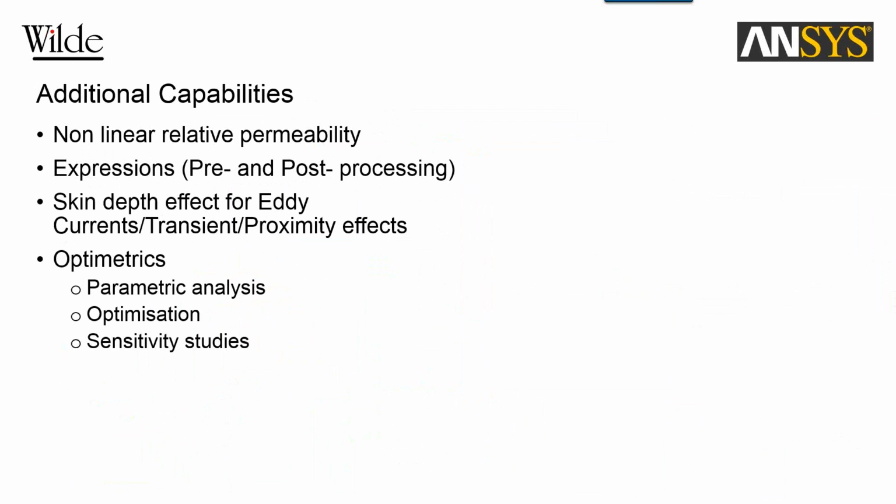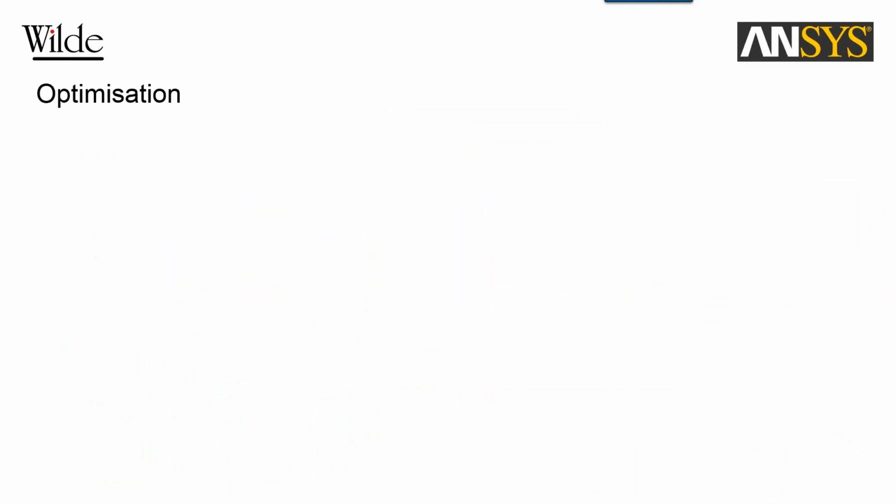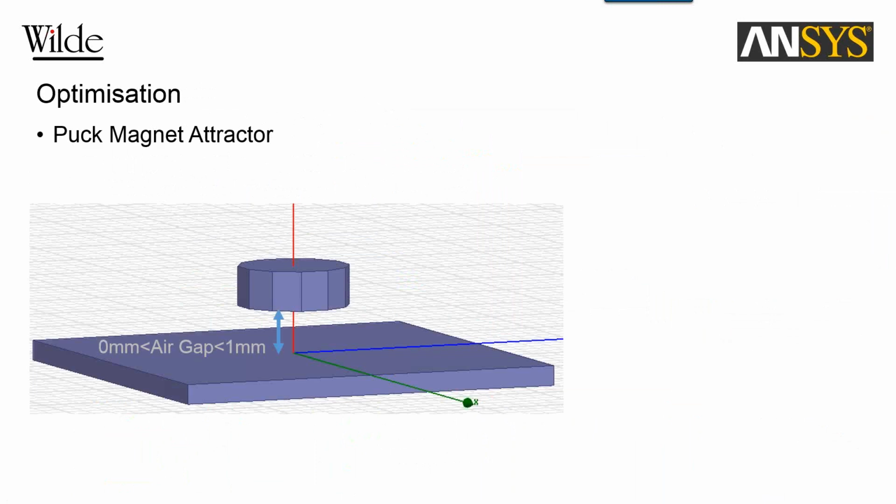And last of all, I want to mention that ANSYS Maxwell has Optimetrics. It's an add-on module to ANSYS Maxwell, and it's mainly used for parametric studies, optimization studies, or sensitivity analysis. Looking at a simple example of optimization, we've got a puck magnet attractor, and what we're trying to do is optimize the electromagnetic force between the puck magnet and the metal plate at the bottom. Initially, the puck sits at a height of 1 millimeter above the plate, and that results in a force of 0.381 newtons. We want to drive that down to 0.25 newtons.